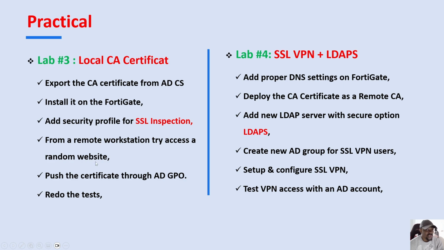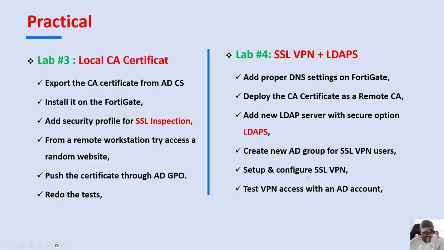We are going to do a lab on SSL inspection and see how to use this local CA to secure SSL inspection. It can be certificate inspection or deep inspection on the traffic for our users. After lab 3, we are going to go to lab 4, where we are going to configure SSL VPN with LDAPS. We are going to see how to enable LDAPS on our FortiGate device, add a new LDAP server with the secure option LDAPS, as we have a certificate now. Then we'll see how to enable VPN and do some testing to see how users can connect on the VPN using their Active Directory accounts.